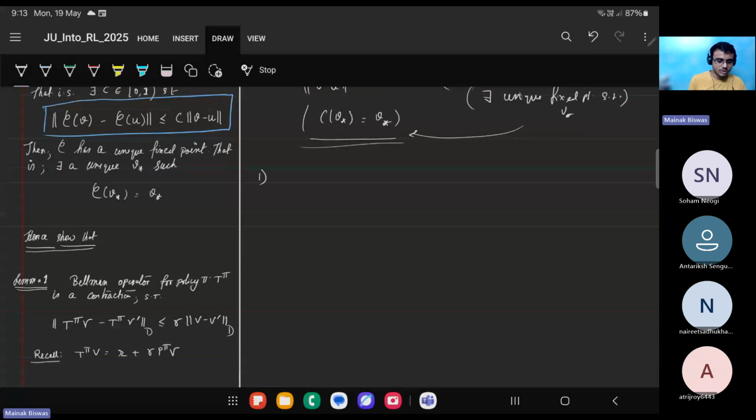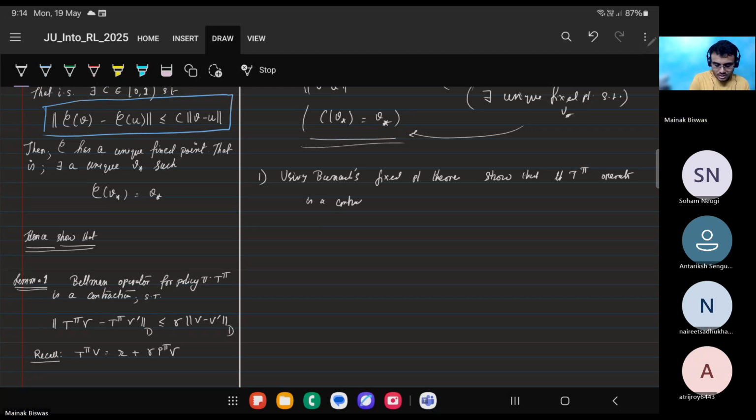So, using Banach's fixed point theorem, we have to show that the T operator that we define in reinforcement learning is a contraction and has a unique optima, unique fixed point. Can you help me do that?